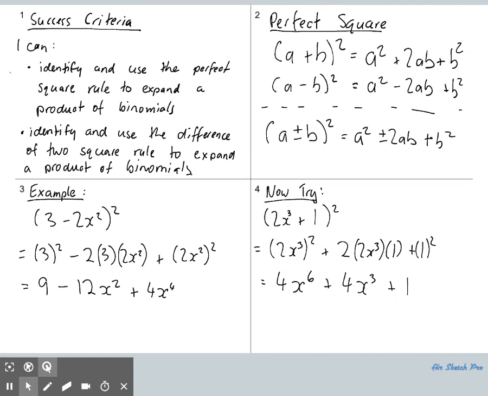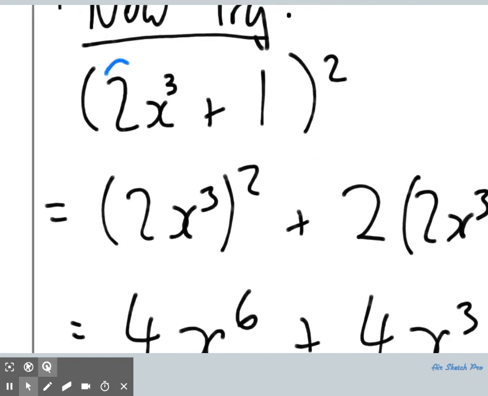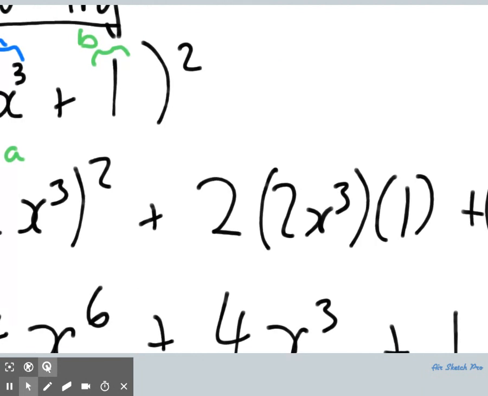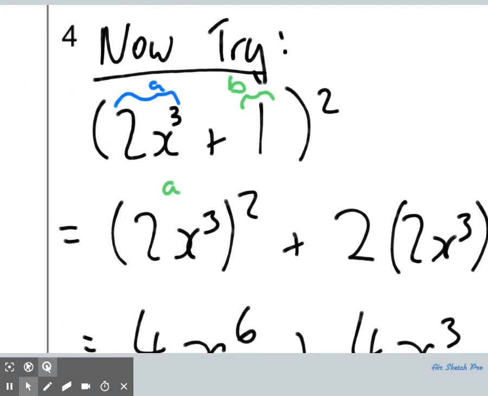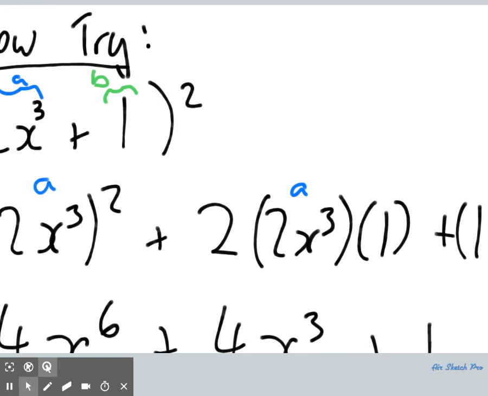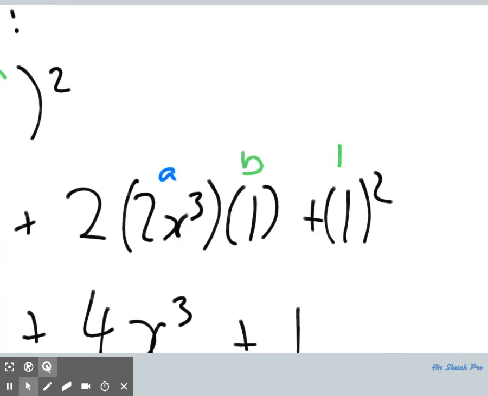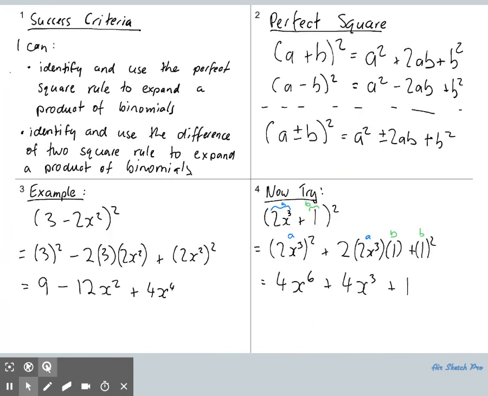Thank you. What happens if I just do this? The 2x cubed is like a, and the 1 is like b. So I've got a squared plus 2ab plus b squared. Okay, sorry, I was still zooming in. There we go. So we're just matching up the a's and the b's there like so. A and then an ab and then a b. It's just that we need to identify that our a is trickier than usual.